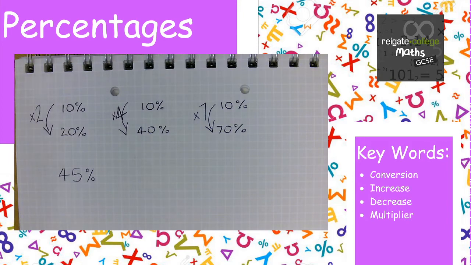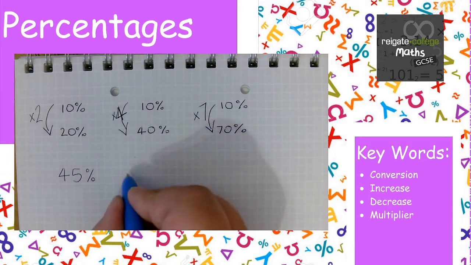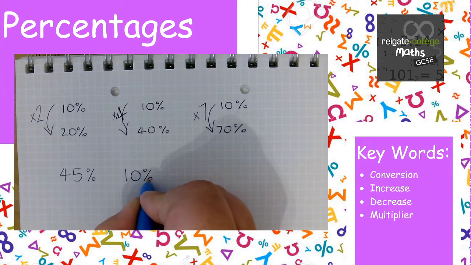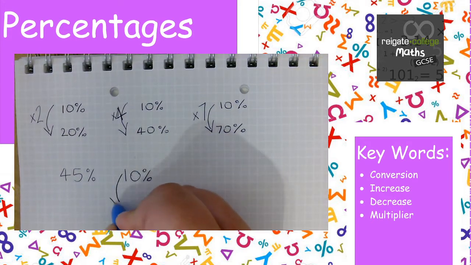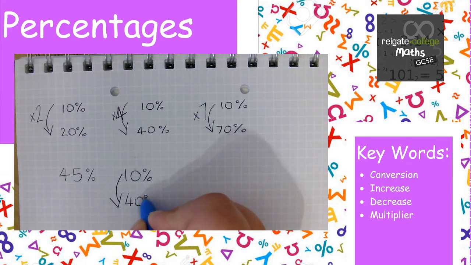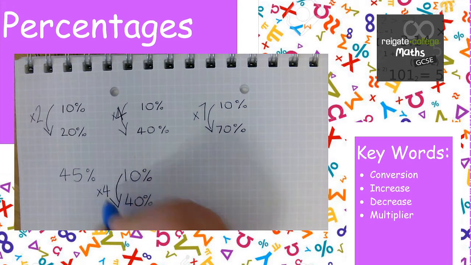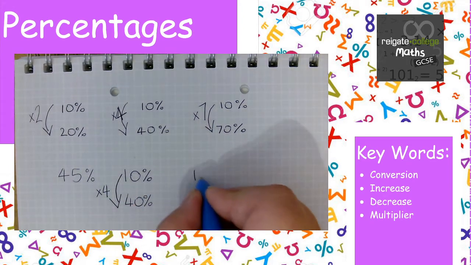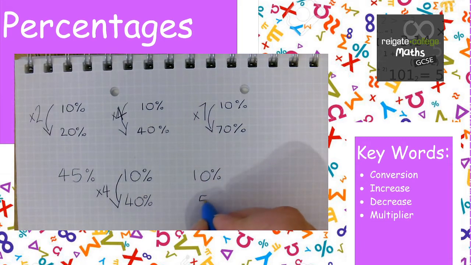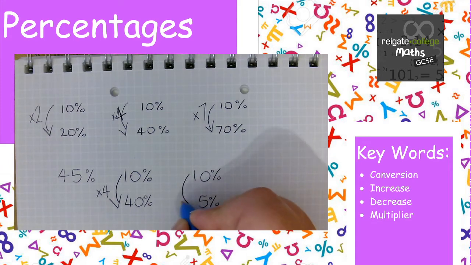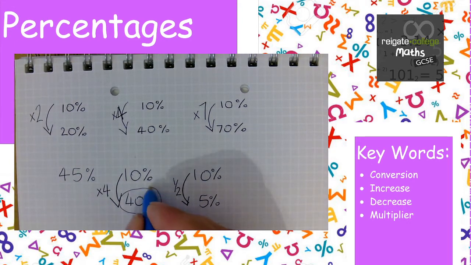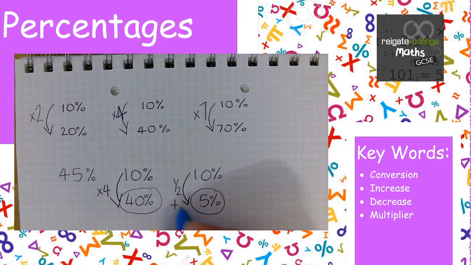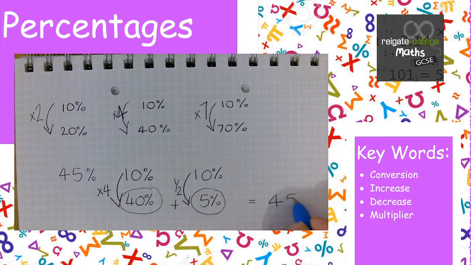If I wanted to find 45% of an amount, again I can start with my base percentage of 10%. And I've got to think about how I can increase that percentage to make up 45%. Well, the first thing I can do is make 40% by using a multiplier of 4. If I go back to my original 10% to find 5%, I'm going to halve it. Now I have 40% and 5%, and if I add those two together, that will give me my required 45%.